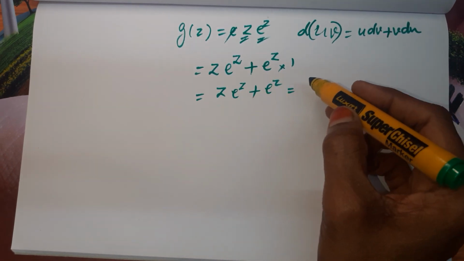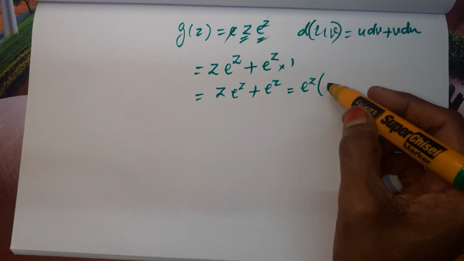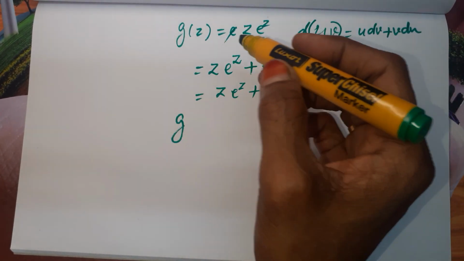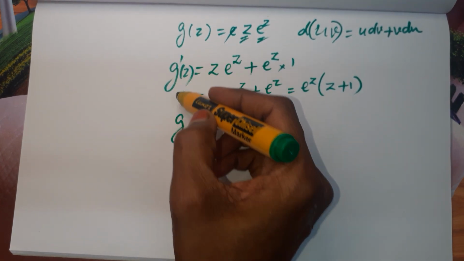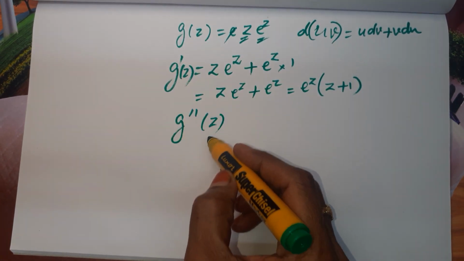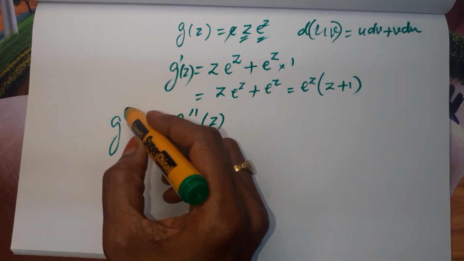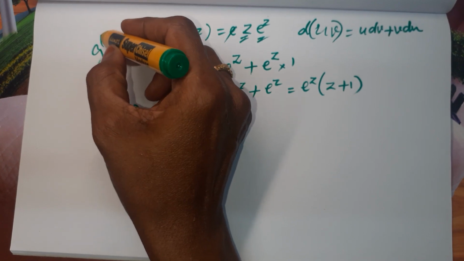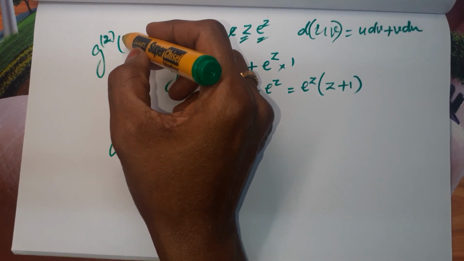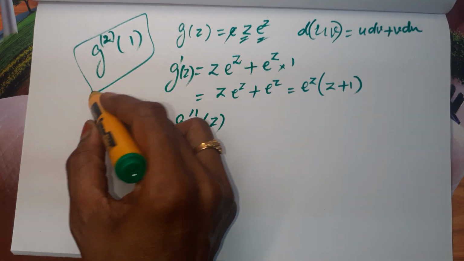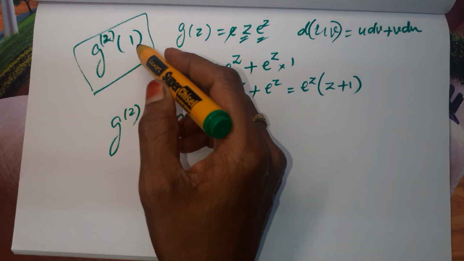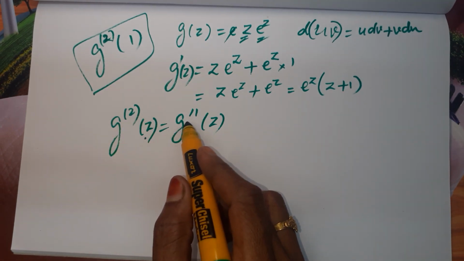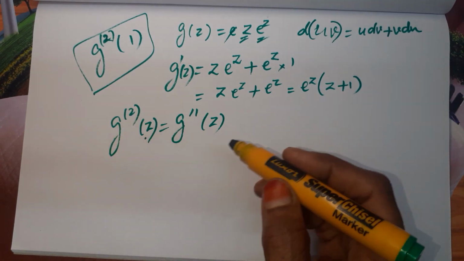Both are having e power z common, no? So e power z நான் common எடுத்துட்டேன் அப்படின்னா z plus 1. இதை நம்ம second time differentiate பண்ணணும். This is g dash of z, right? G double dash of z we need, because this we want to calculate, no? G2 of z. Actually நமக்கு என்ன வேணும்? G2 of 1. இதுதான் நமக்கு வேணும். அதுக்கு நம்ம G2 of z calculate பண்ணிட்டு zல 1 replace பண்ண போகிறோம். So G2 of z என்றது நம்ம gயை double time differentiate பண்ணுறது.